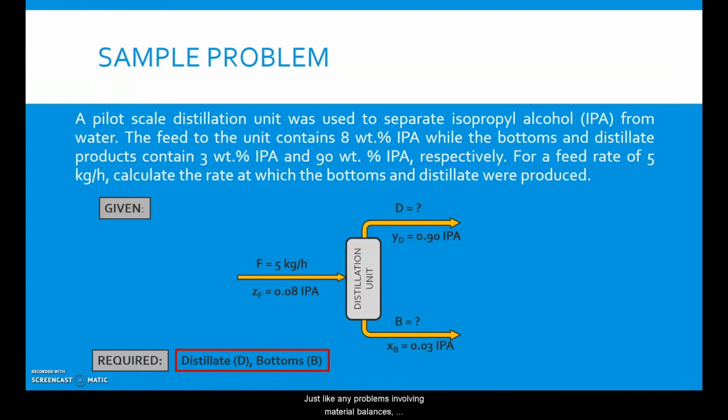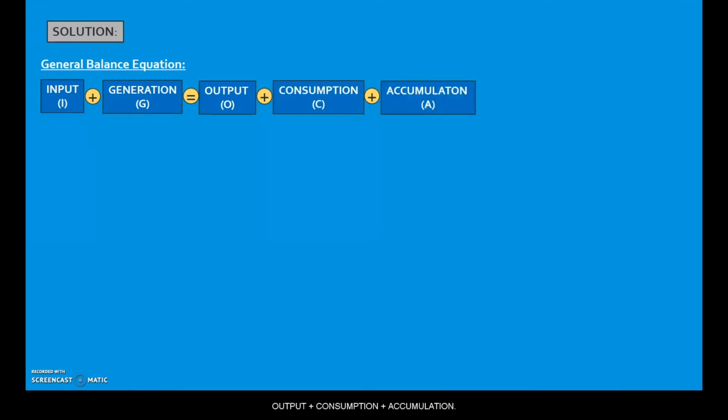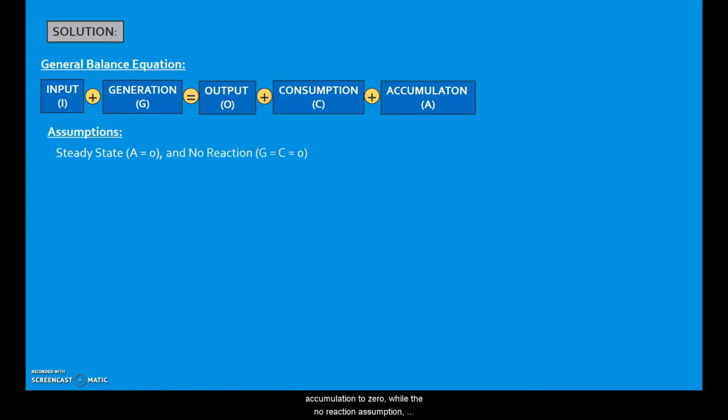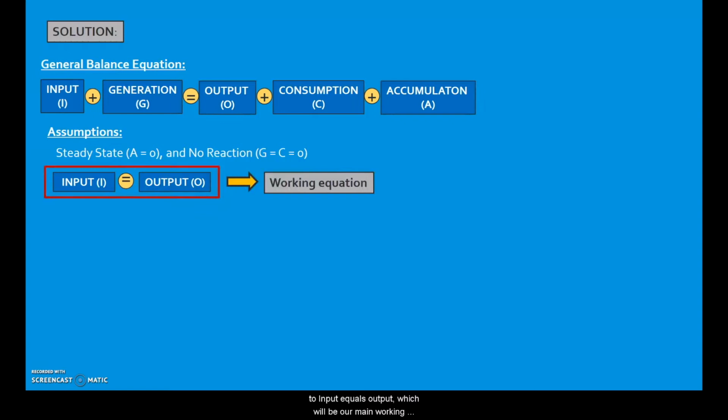Just like any problems involving material balances, we will start our solution with the general balance equation: input plus generation is equal to output plus consumption plus accumulation. Then applying the steady state assumption sets accumulation to 0, while the no reaction assumption makes both generation and consumption equal to 0. These assumptions reduce the general balance equation to input equals output, which will be our main working equation for this problem.